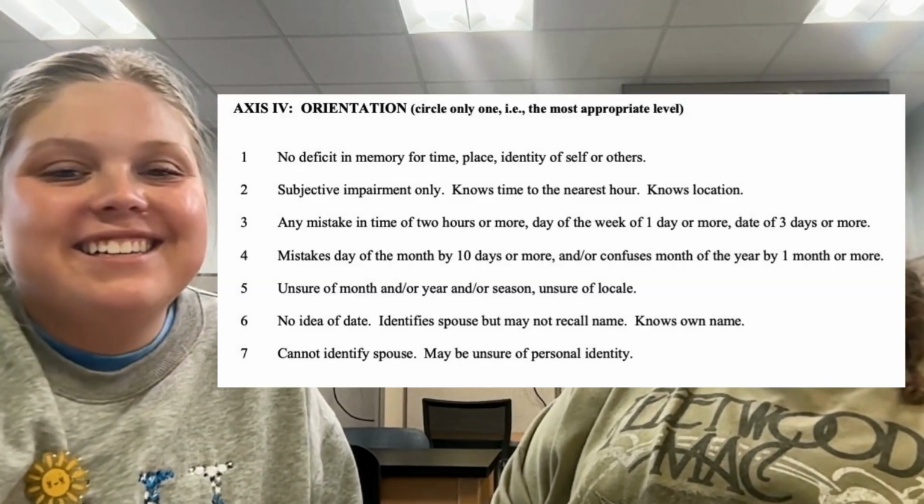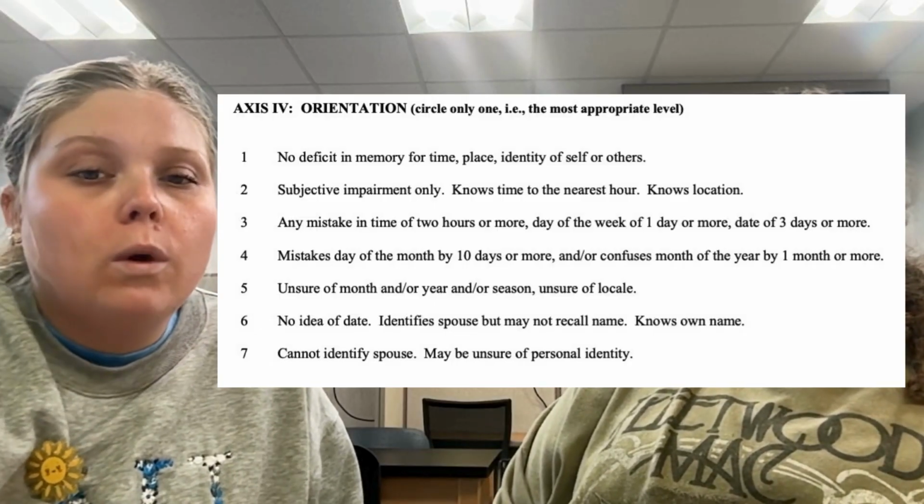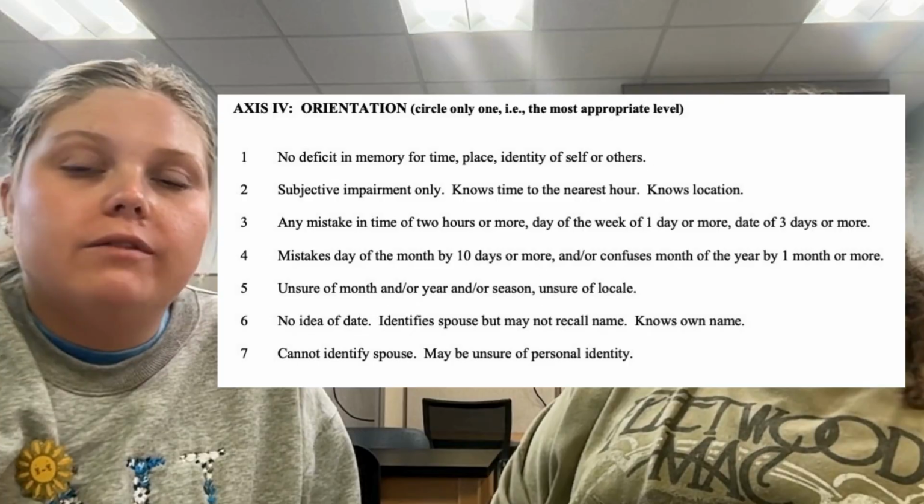So Axis 4 is orientation. For orientation, I'm going to ask the date, the day of the week, where you are right now, stuff like that. What's the date today? July 11th. Yes. And then what day of the week is it? Saturday. Yes. And where are you right now? The student lounge. Yes. So that's a 1. A date error of 3 or more would be severe enough to go up to a level 3, and so on.